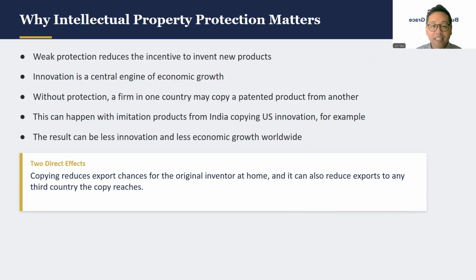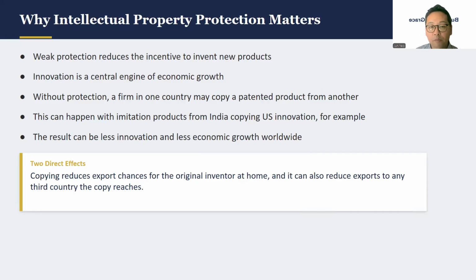Imagine a firm in India copies a patented innovation that was first created in the United States. This copying can affect trade in two separate ways. First, it reduces export opportunities for the American inventor inside India itself. Second, if the Indian producer also exports the copy to other countries, it reduces the American inventor's sales there too.